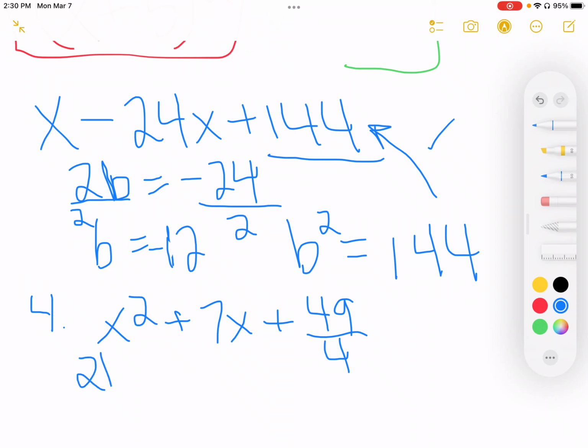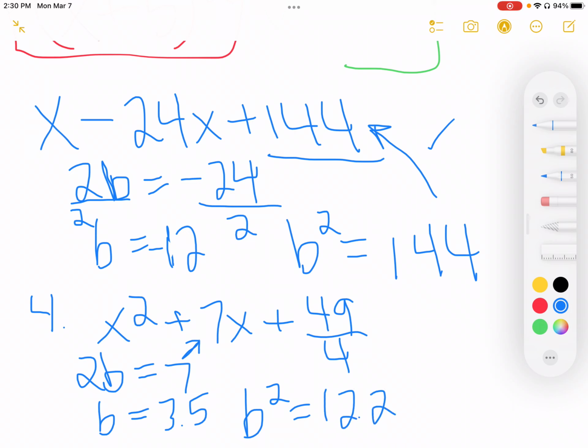So then the number that's in front of this middle term here is just 7. So we say 2b is equal to 7. And then b, instead of being a whole number, is 3.5. So then b squared, if you have your calculator handy, you can calculate that. And I believe it should be 12.25.